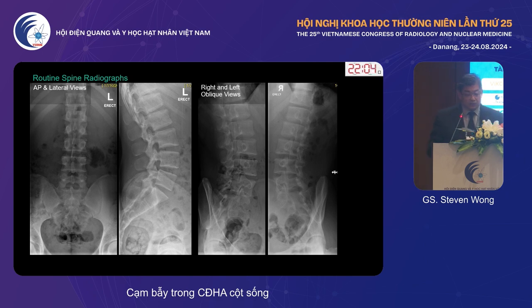Always look at routine X-rays at the same time as you look at the MRI. And if they are obliques, even better. Oblique X-rays are very helpful when you want to look at places like the posterior lateral corners and when you want to look for Powell's defect.